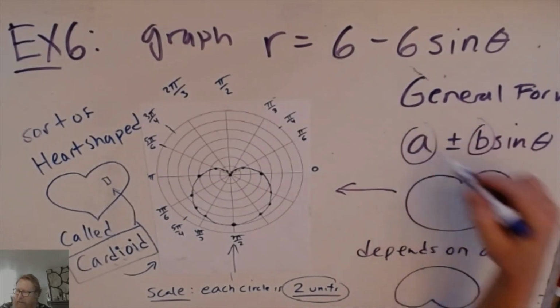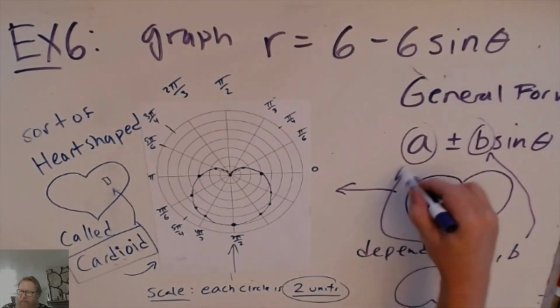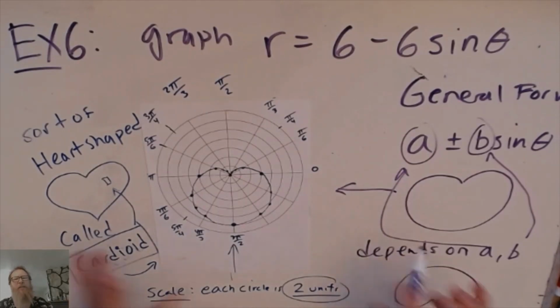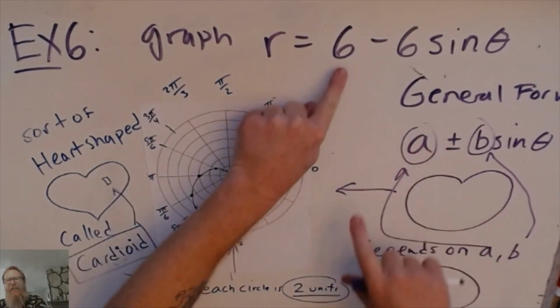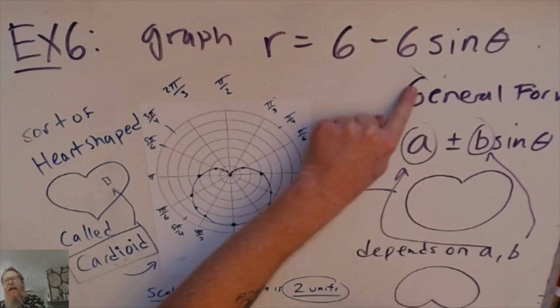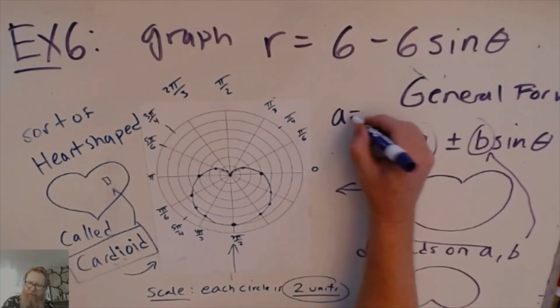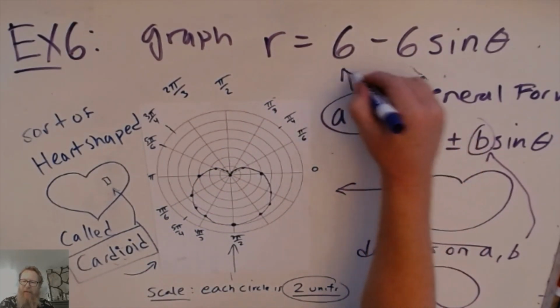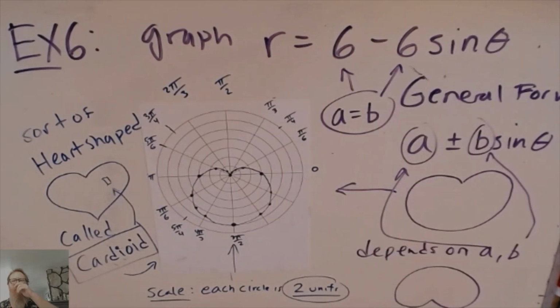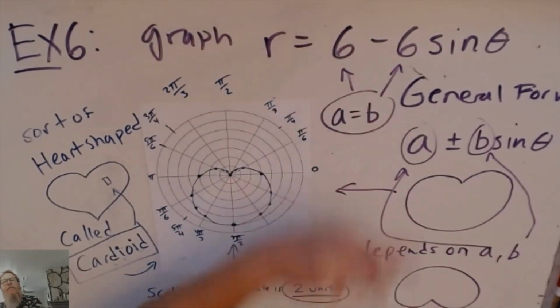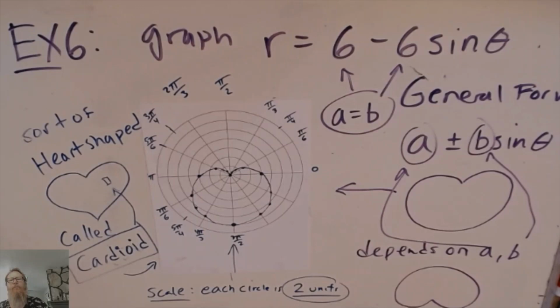So whatever these values of A and B are, I don't want to give away too much. I'd like you to play around with it. In this case, A and B are equal to each other, and B is negative, obviously. So we have this case.